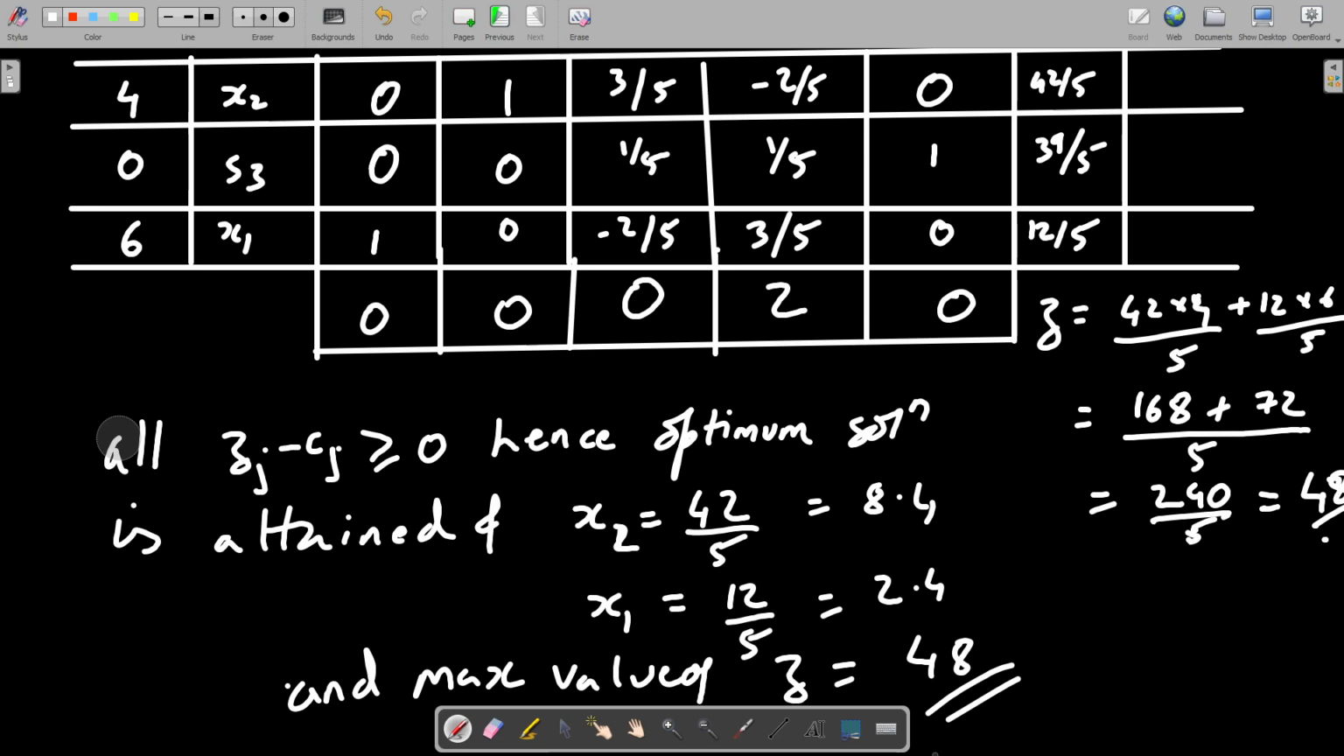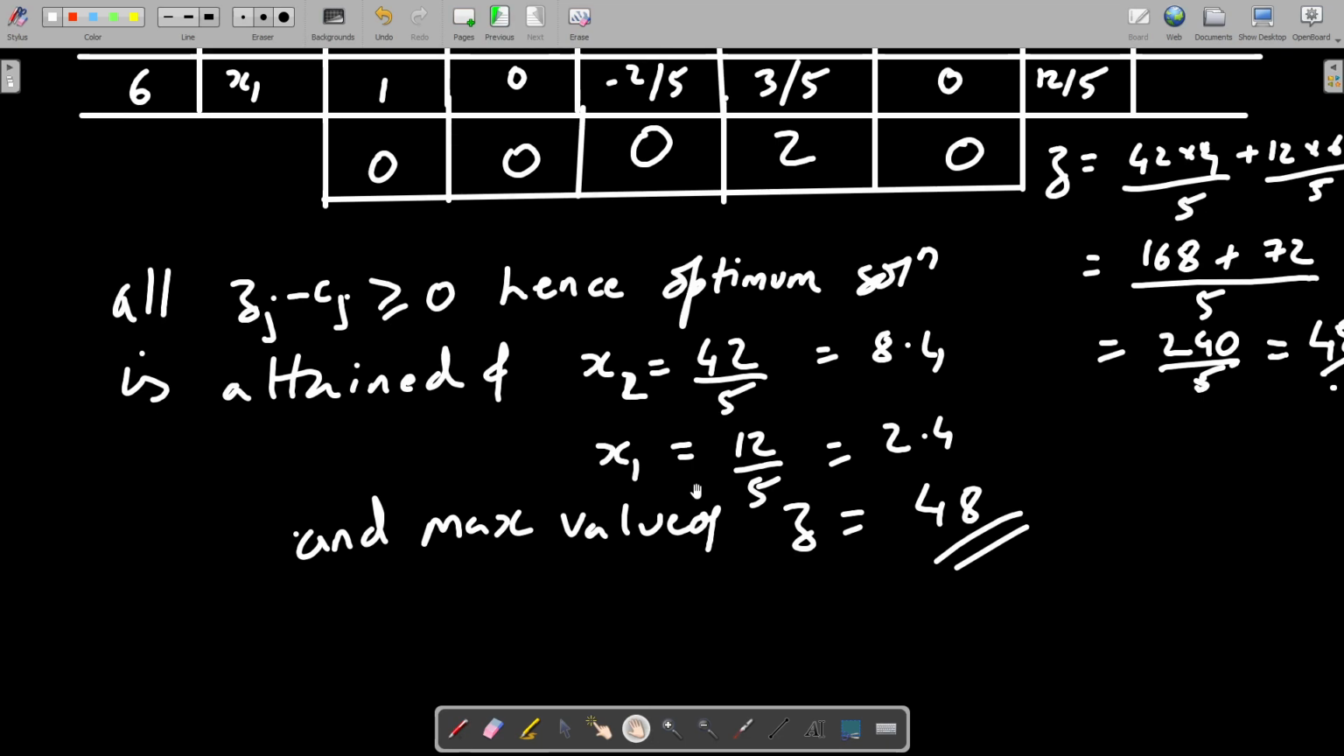Okay, I found a different solution, but the value of Z remains the same. That's why we are calling it the alternate solution. Okay, this is called an alternate solution. Clear? So with this we'll stop for today.